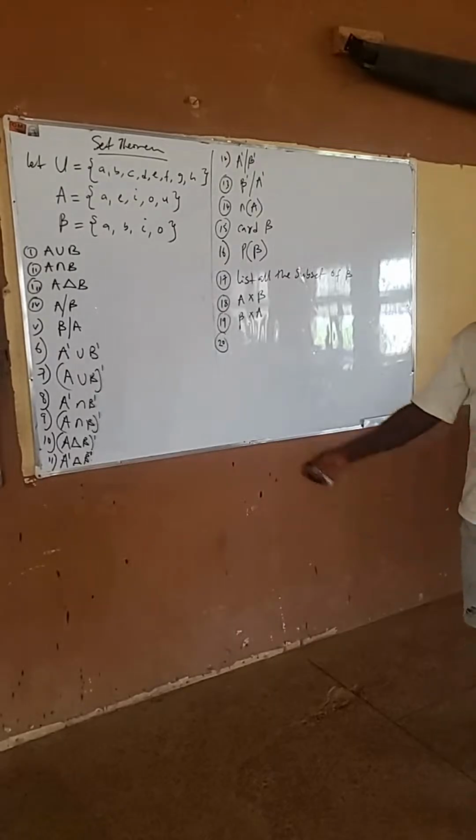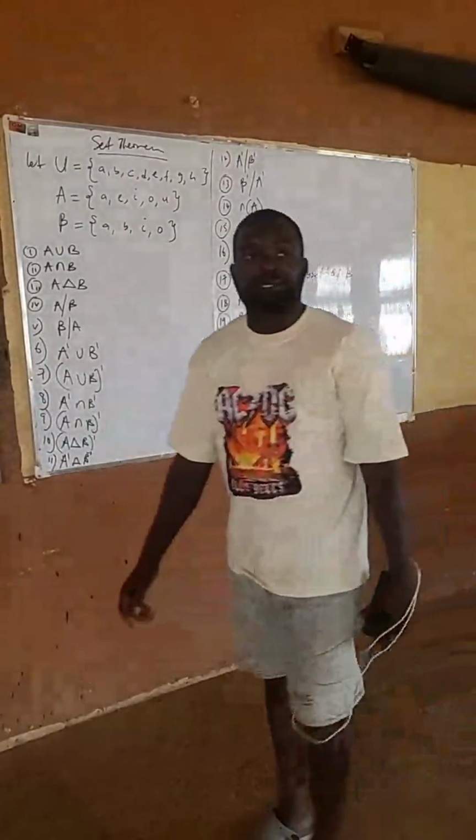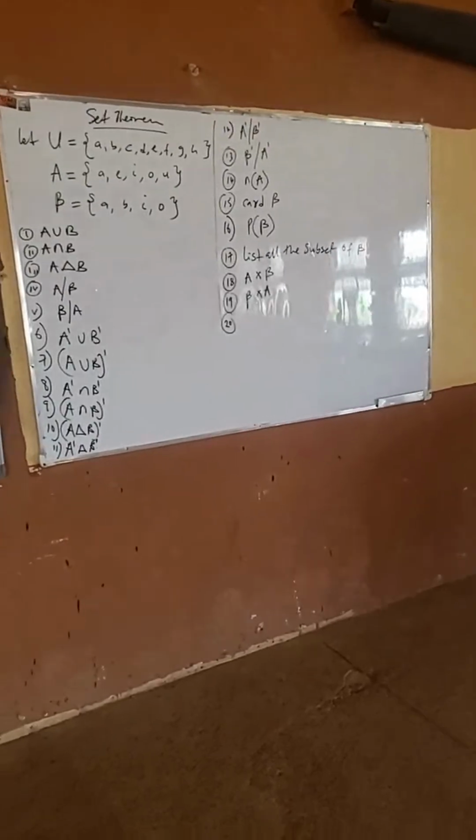Okay, so let me give you time to solve from number 1 to 10. Let's see what you can get. Try from number 1 to 5. Let's see what you can get from number 1 to 5. I hope those online can see the board clear. If you cannot see the board clear, you let us know.